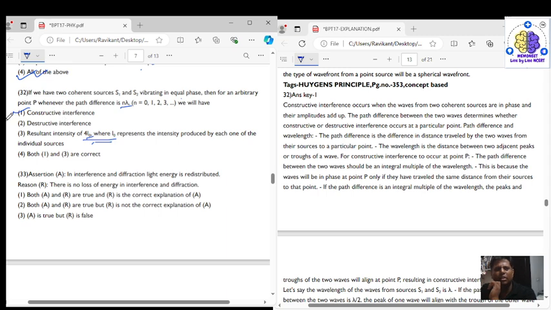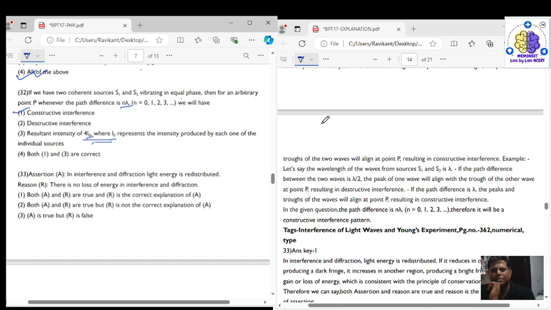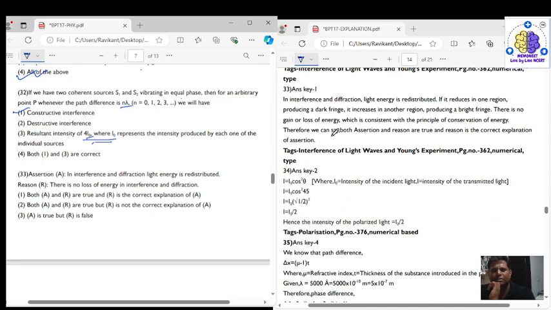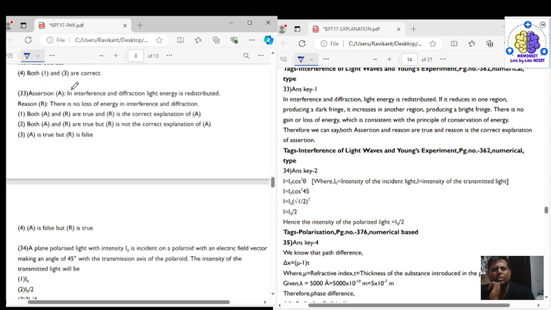Let's come to question number 33. Question number 33 says, in the assertion, that in interference and diffraction, light energy is redistributed, right? True. Now the reason says there is no loss of energy in interference and diffraction patterns. This is also true, but is it the explanation for the assertion? There is no loss of energy in the interference pattern because it has been redistributed. Yes, both are complementary to each other. So the correct answer is option number 1, right?